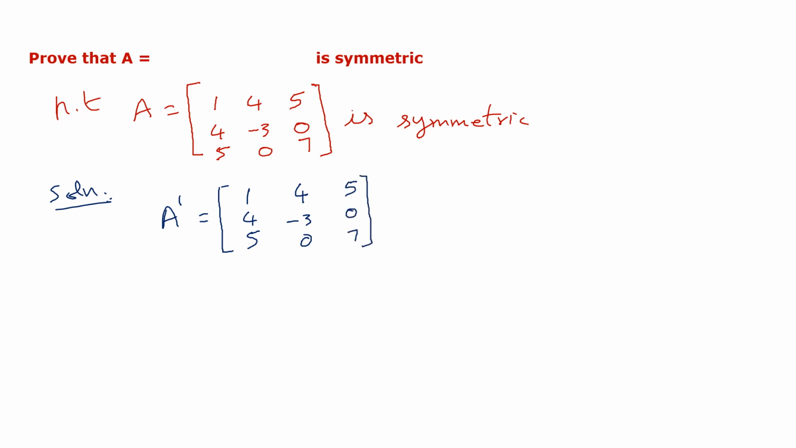Now you see, is it not the same as the given matrix? That means this is equal to the given matrix itself. So if the transpose is the same as the given matrix, then it is symmetric. Therefore the given matrix is symmetric. Okay, very easy, it is direct.